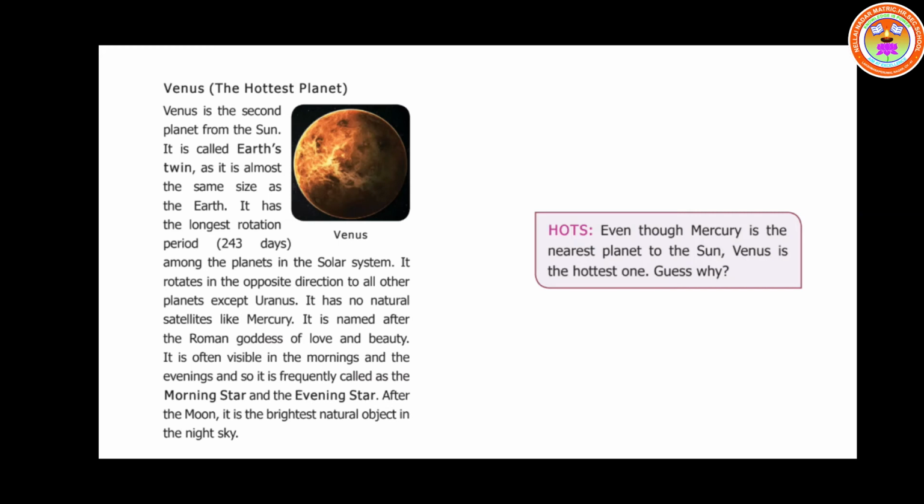Most of this heat cannot escape back into space because it is blocked by the very thick atmosphere of Venus. The heat becomes trapped and builds up to extremely high temperature. This is the reason Venus is so hot. Is it clear, children?